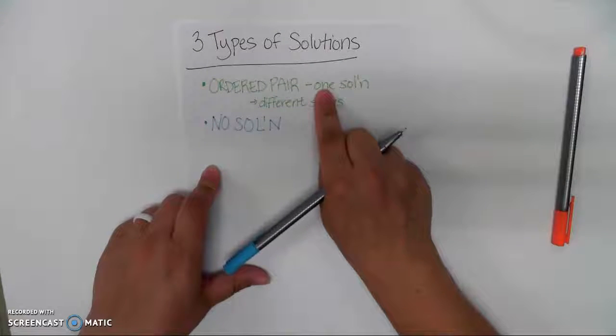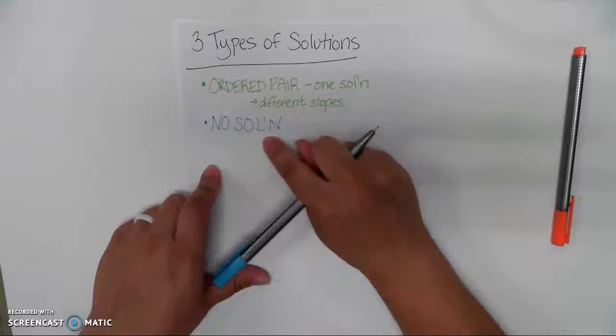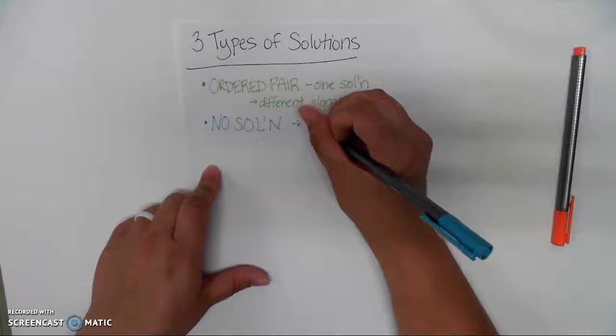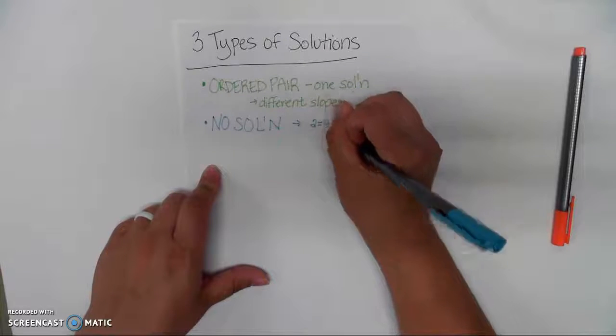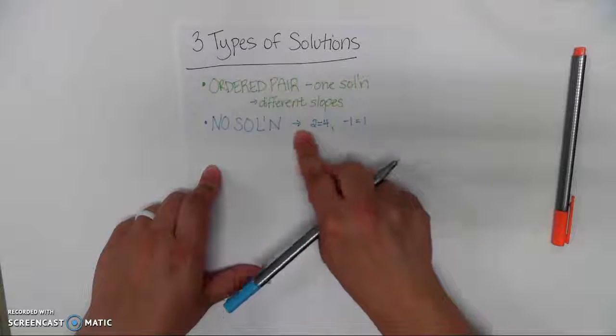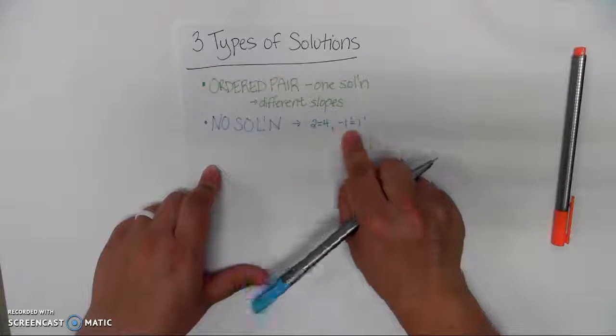So that's the second. So one solution is the first. It's going to result in an ordered pair. No solution is the second. What that looks like is it looks like 2 equals 4 or -1 equals +1. So when you do all your work, you're going to get an answer that looks like that.